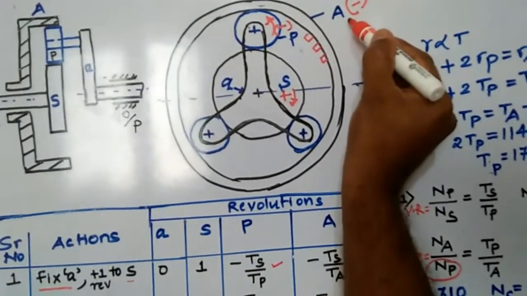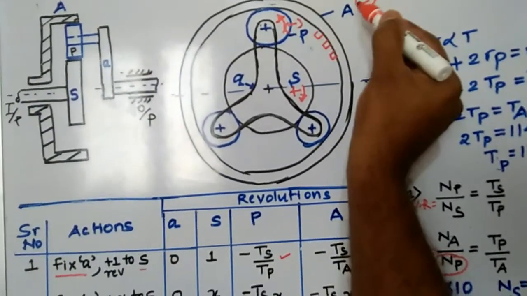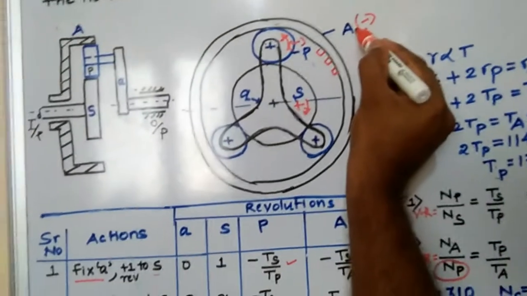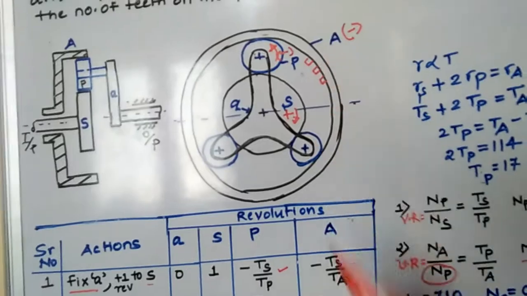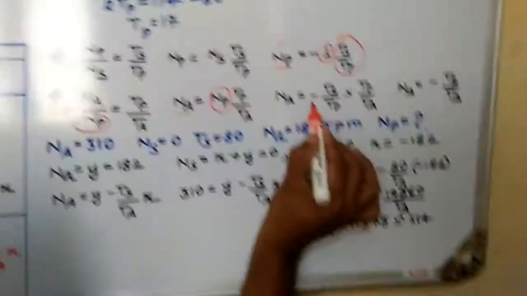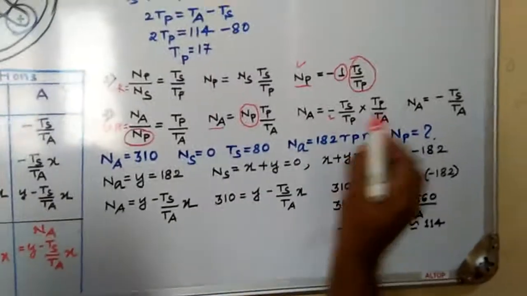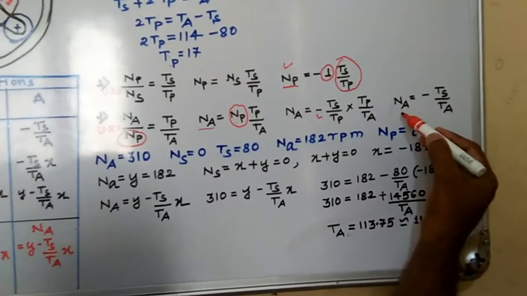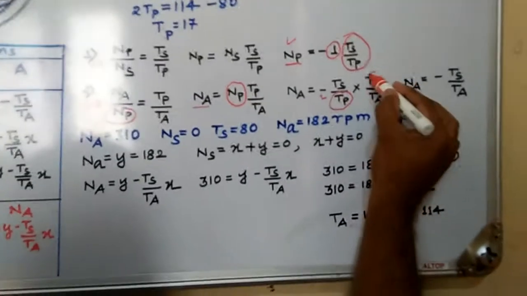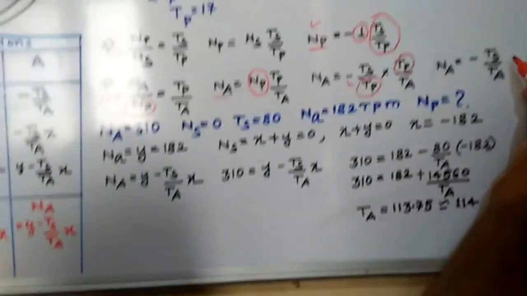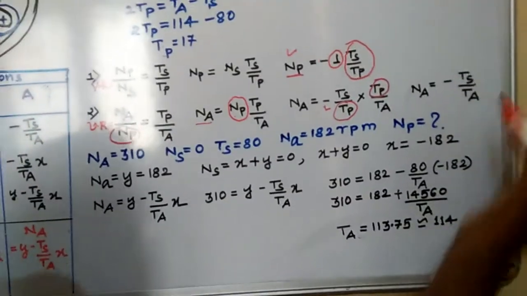Planet gear and annular gear both move in the same direction. You have to take it as negative because this is anti-clockwise; the annular gear also rotates in the anti-clockwise direction. That's why you have to take it as a negative sign. Then I will keep it as NA equal to, TP gets cancelled. Finally it comes as NA equal to minus TS by TA.